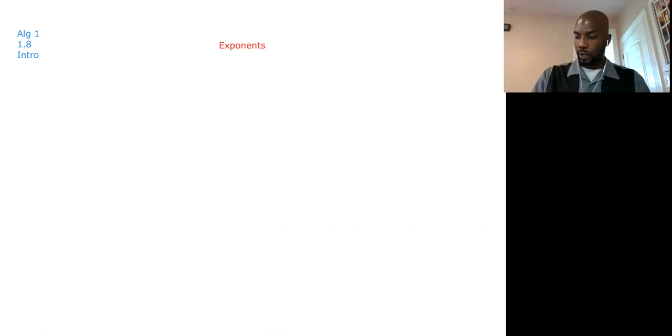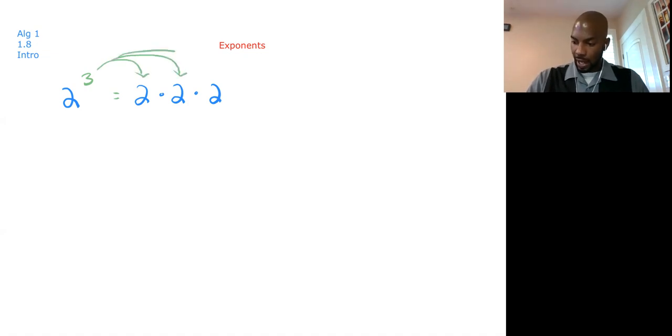All right, let's see if we can follow this pattern. If I start with a number like 2, and then I have a little number on the top of that 2, let's say it's a 3, I would write this out as 2 times, that little dot means times, 2 times 2. Each of these twos comes from the exponent. It tells me how many times I should multiply this thing by itself.